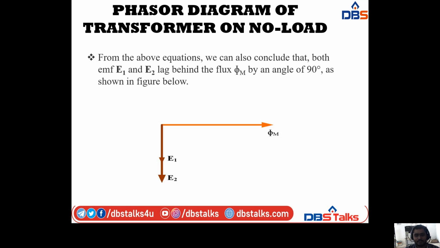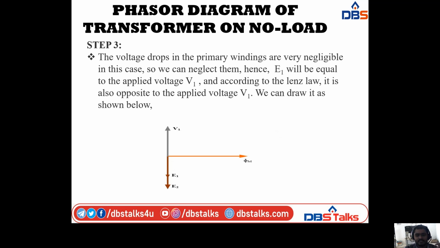Okay, next coming to the third step. At no load condition the voltage drops in the primary windings are very negligible, so we can neglect the voltage drop. Hence E1 will be equal to the applied voltage V1, and according to Lenz law, it is also opposite to the applied voltage. Lenz law states that the supply voltage or applied voltage is always opposed by the induced EMFs.